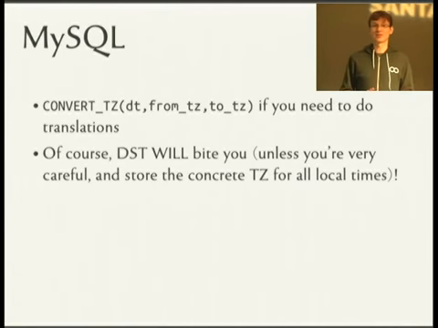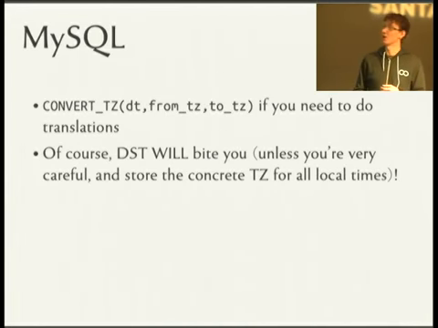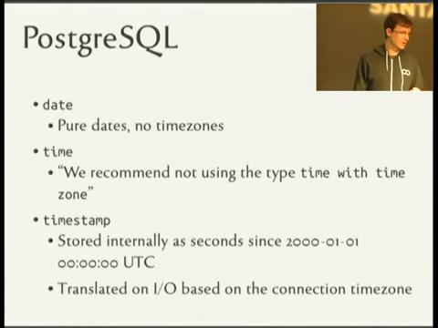MySQL does have a convert_tz function so that you can do some basic transformations and get these naive string datetime things out. But DST will bite you, and you probably don't want to do that unless you can actually store the concrete offset, this is Eastern Standard, this is Eastern Daylight, along with your data. But now you're storing more data. Why not just store it in UTC?